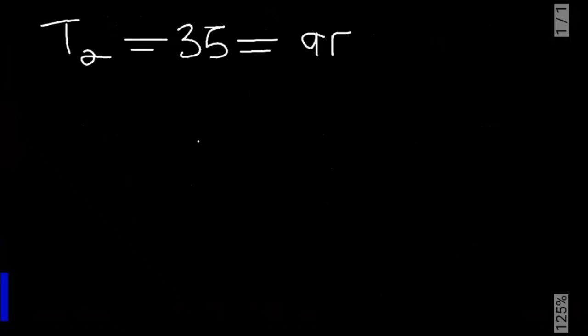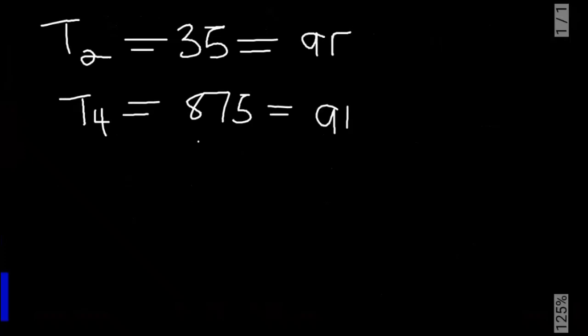So we have the second term of the exponential sequence is 35, and this is the same thing as ar. You should know how we came about that. And the fourth term is 875, and this is also ar to the power of 4 minus 1, that is 3.